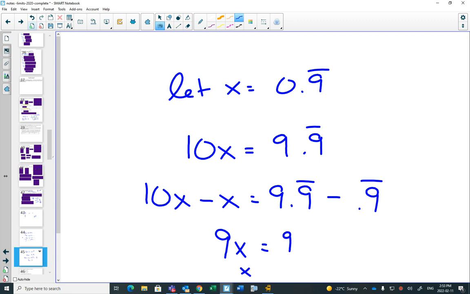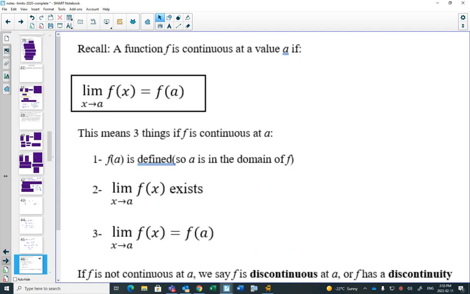And if I solve for x, what do I get? 1. But what did I start with? I started with 0.9 repeated. And they end up being the same. So there's sort of 3 different ways why 0.9 repeated is equal to 1. Sorry, got off topic there. Just a little bit. So a little bit of a review of some stuff.